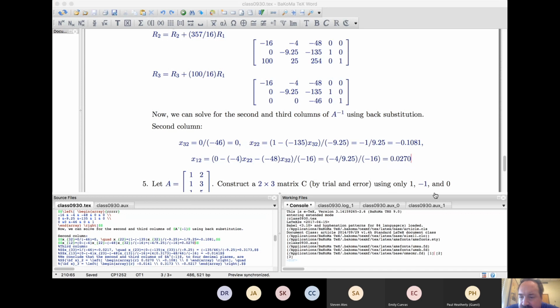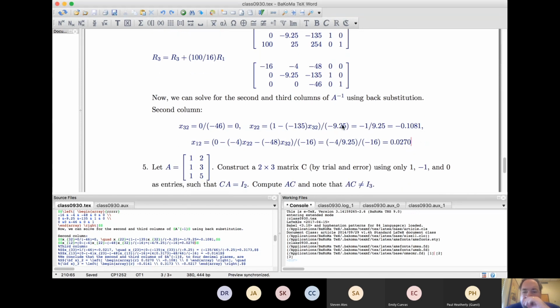Let me check the chat. Oh, okay. All right. Any questions about how these 3 entries were found that make up the second column of the inverse? It is the same back substitution process that we've been using.